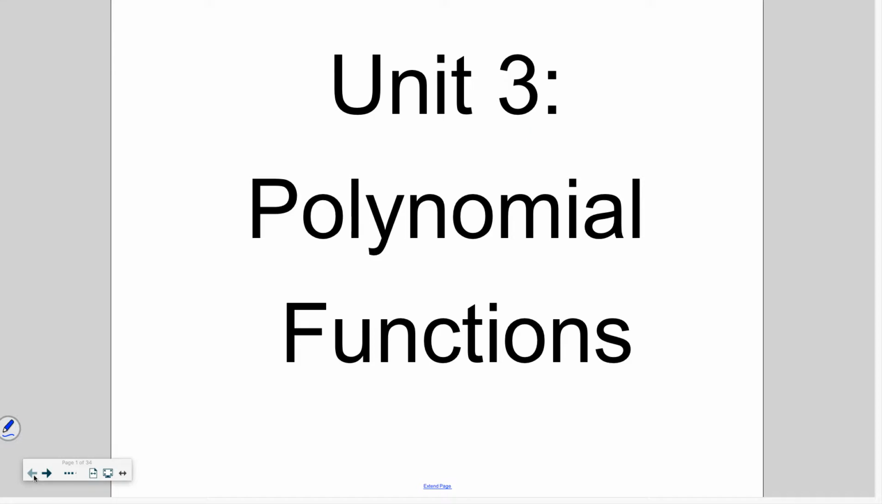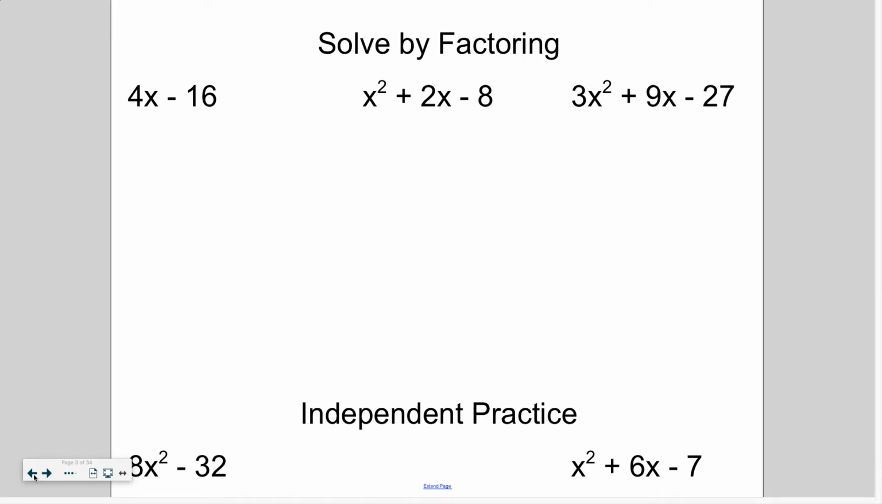Okay, so if you go ahead and turn to page 2. All right, so we have solve by factoring. Now, if you look at my screen in your packet, you will see that we have an issue right here. Yours says plus 2 minus 8. Go ahead and put that x in there. It was supposed to have an x. The x was missed. Okay?